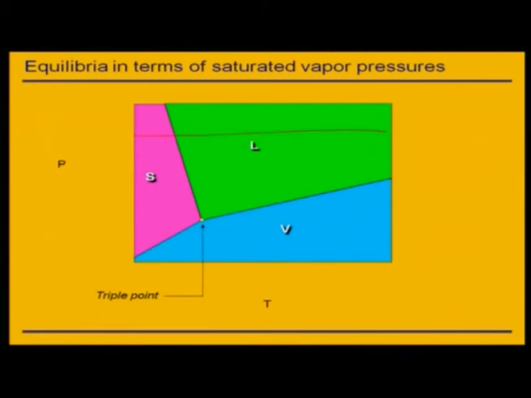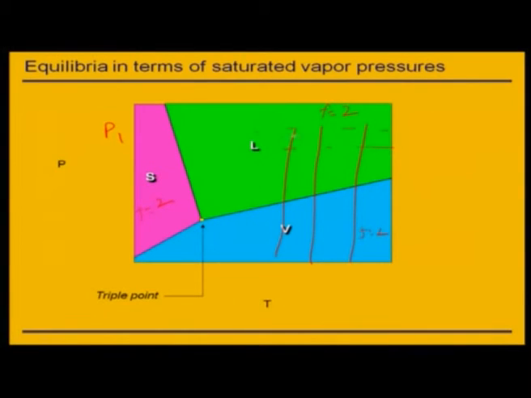So this line is basically at a constant pressure P1, suppose. Now the meaning of F equal to 2 is that I can change both the pressure and temperature simultaneously. Suppose I have this pressure, now I can choose as many temperatures as possible, you can see here, but still I will remain in the liquid phase. Similarly, if I change the pressure, I can again see that at many temperatures this liquid will be present. So this is the meaning of F equal to 2. The same thing is valid for the vapor field and the solid field.